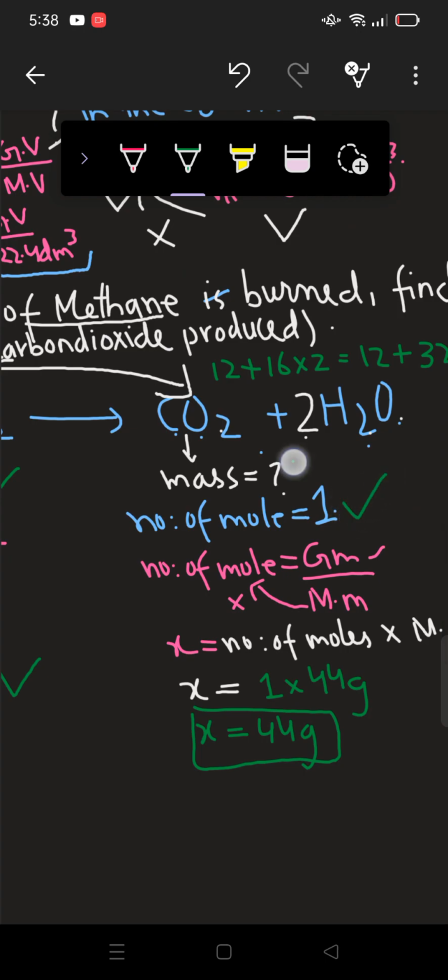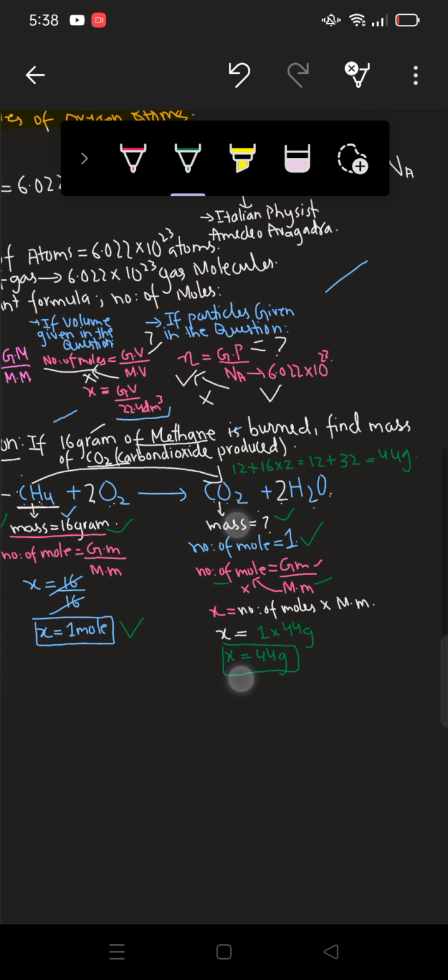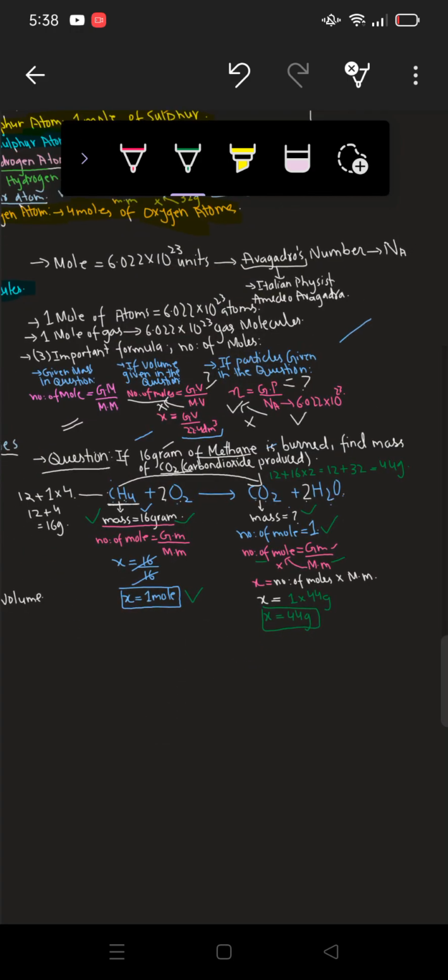Now we need to find the given mass, and we know the formula. Number of mole is equal to given mass per molar mass. Number of mole we already know. Molar mass of carbon dioxide is 44. 44 is divided here, so where it goes to the other side, it will be multiplied, and number of mole is 1. So 1 into 44 is 44 gram. So the given mass will be 44.